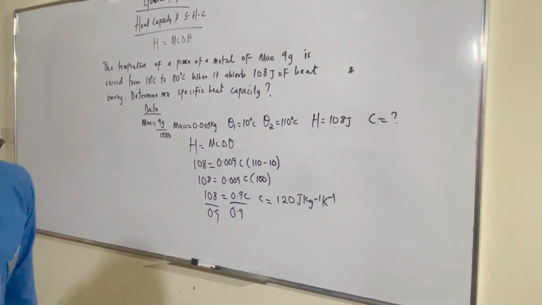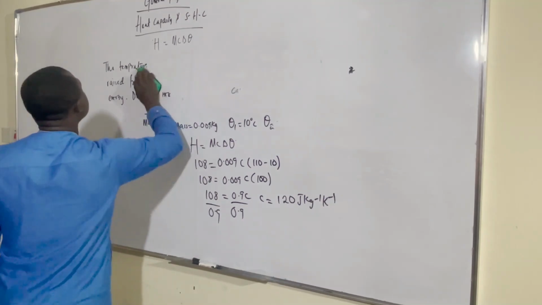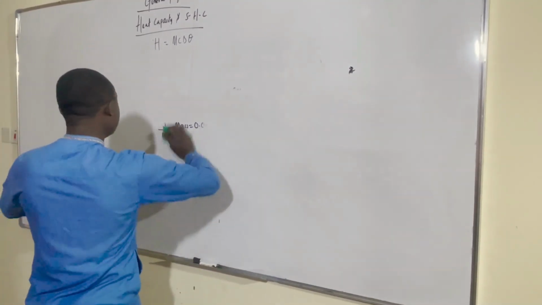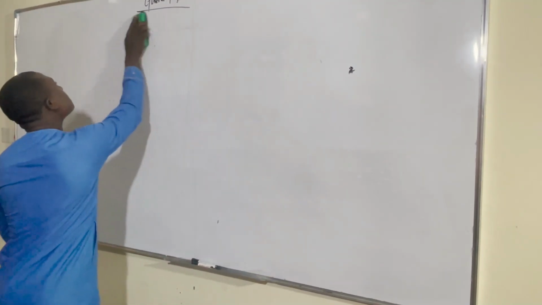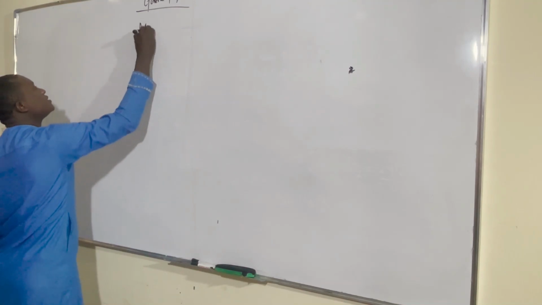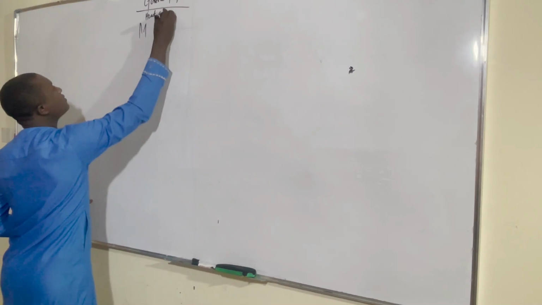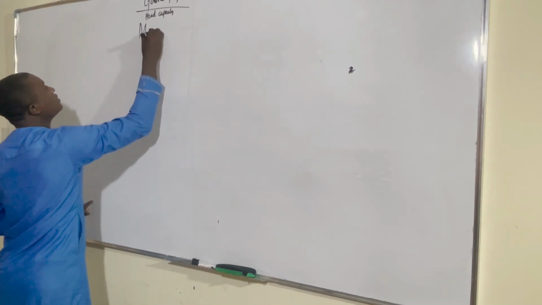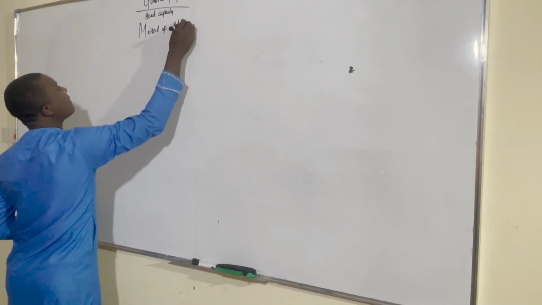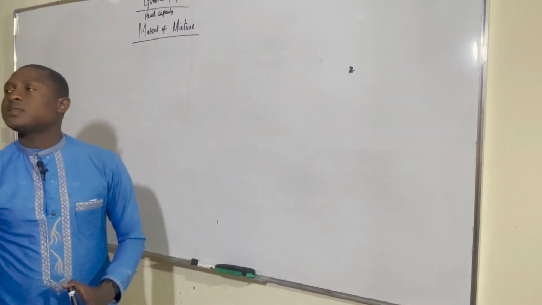Another one we also have is what we call method of mixture. Under the heat capacity, we also have method of mixture. So here is when we have three temperatures, when one substance is losing heat to the other one.